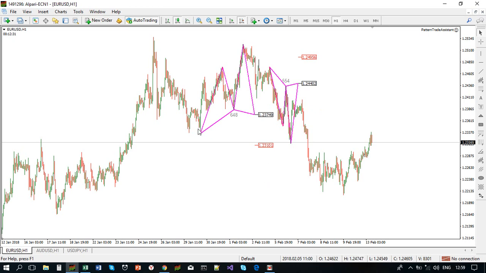So how are these patterns drawn? This point is taken from the chart, point number 1. This point is taken from the chart, point number 2. This point is taken from the chart, point number 3, and this point is taken from the chart, point number 4. So these 4 points are taken from the chart according to the large swing identification algorithm that tells them what exactly these points are. And point number 5, which is a completion point, is calculated based on these 4 previous points.